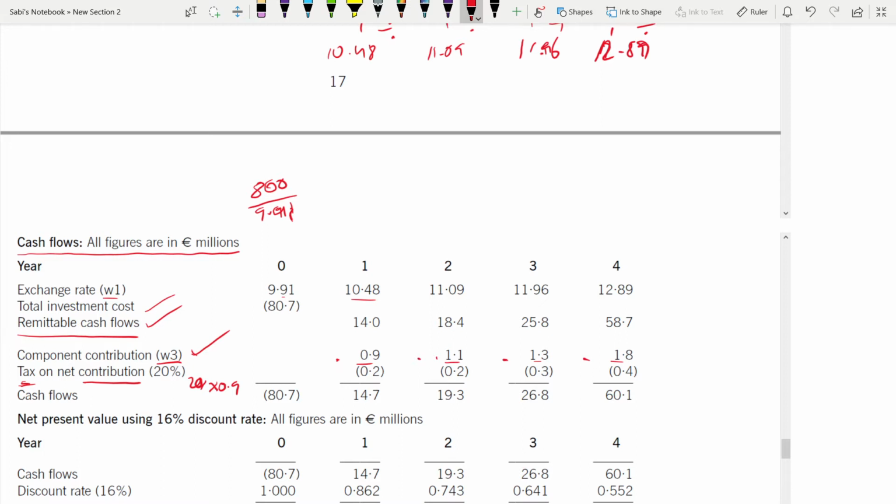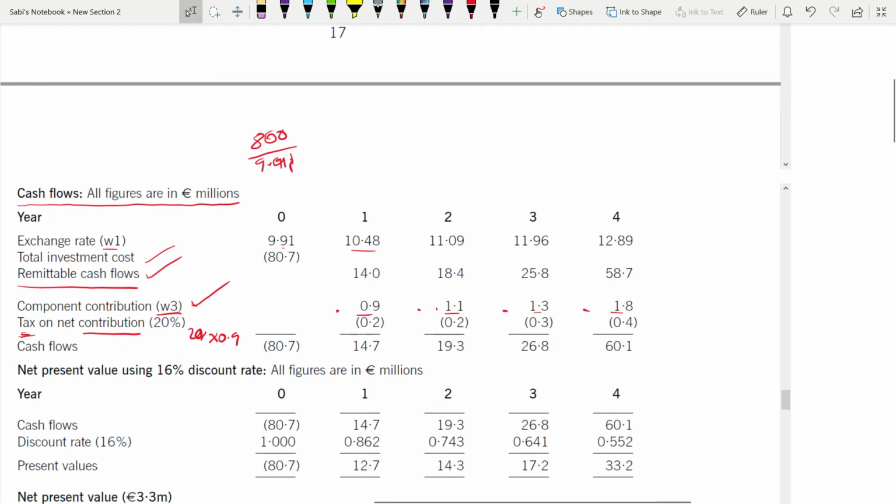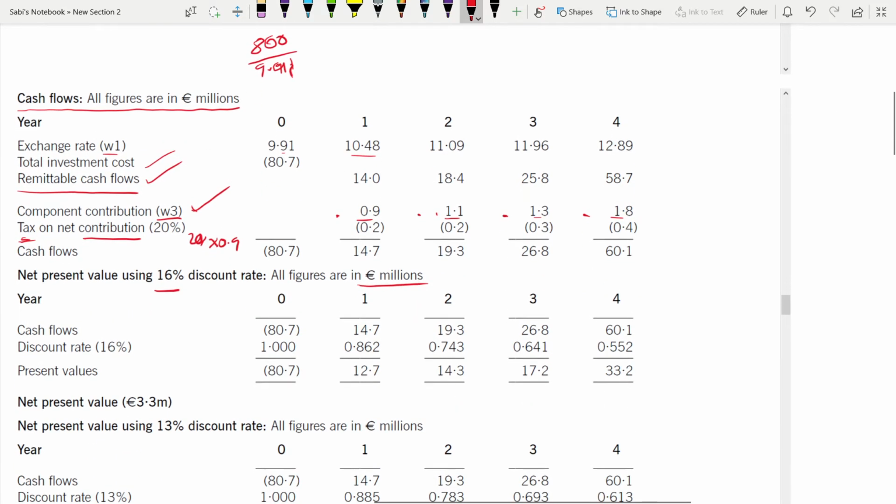Now, once you get the cash flow, you know what you have to do. Discount it. Discount factor is given as 16%. You have to use 16, not 13, and all figures are in the same currency. So just take the cash flow and write it. Then discount, and next is the present value.